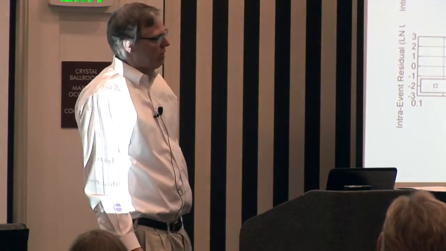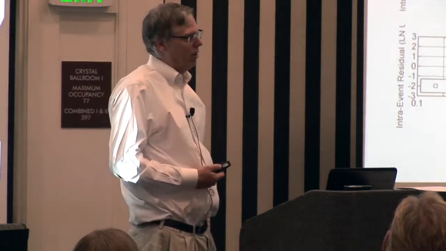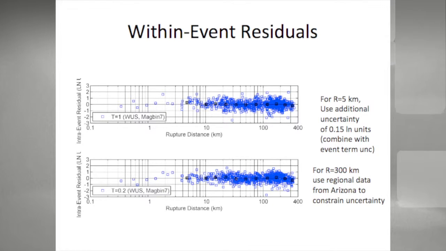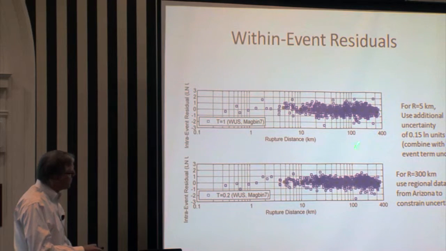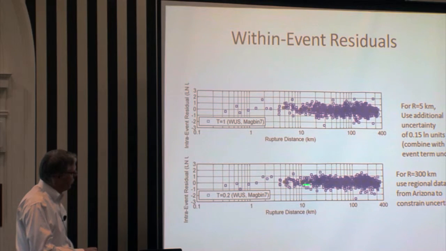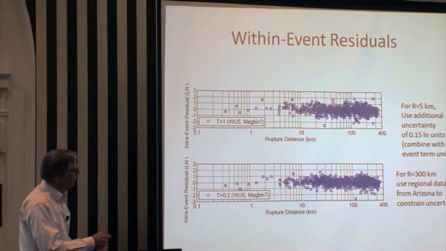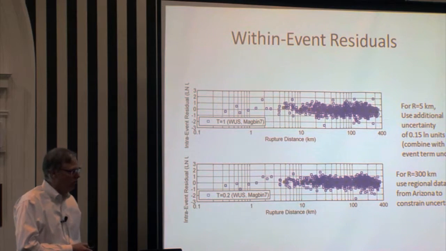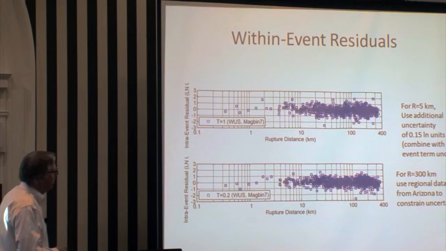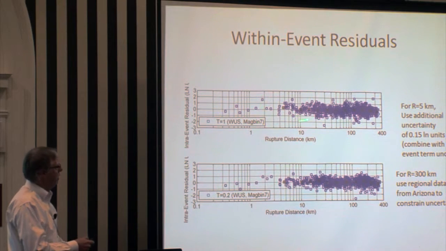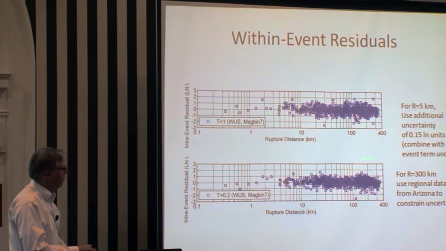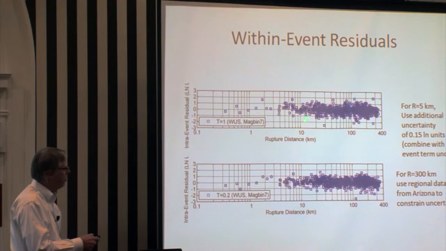If we also then look at what's happening at short distances, so if you want to bring it back to 5 kilometers, this is the data in the western US, our within event residuals, and this is our magnitude 7 bins, so from 7s and larger. The average residuals are shown here, but within 5 kilometers, this is now the data that we have to work with. There are about 15 to 20 recordings at less than 5 kilometers. If you're going to use that number of recordings and its standard error, you get an additional variability of about 0.15 natural log units in this range.